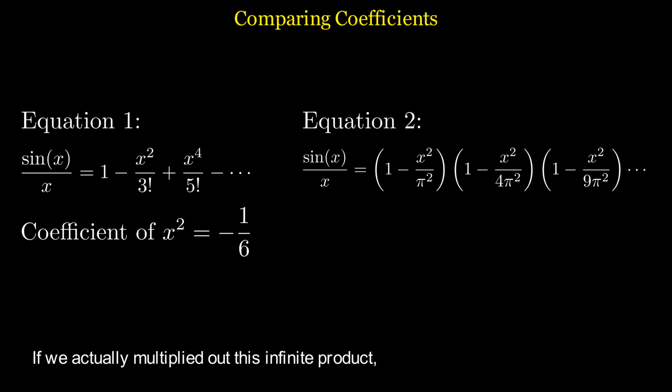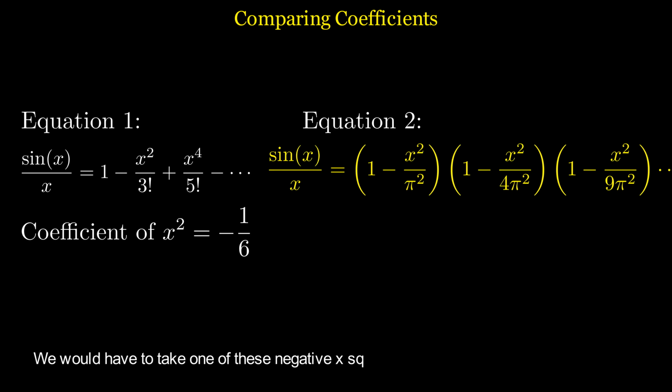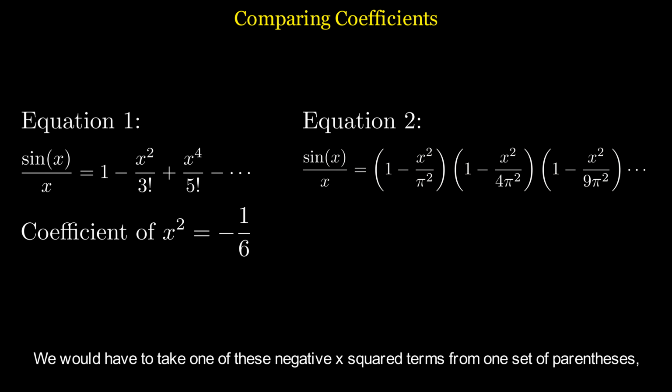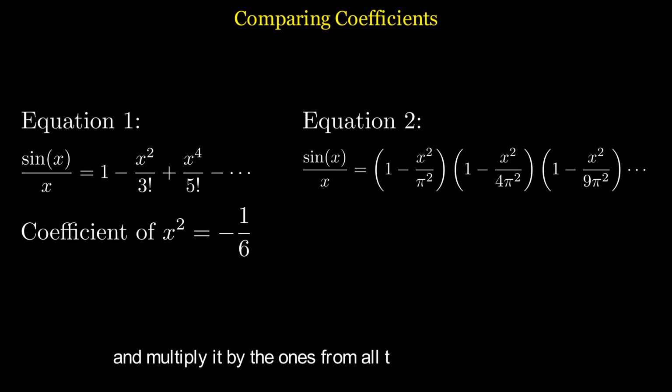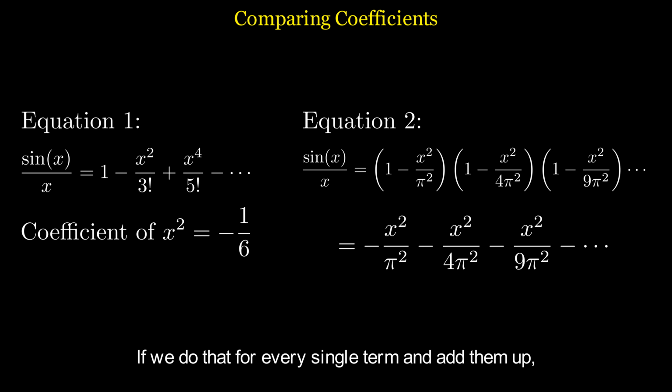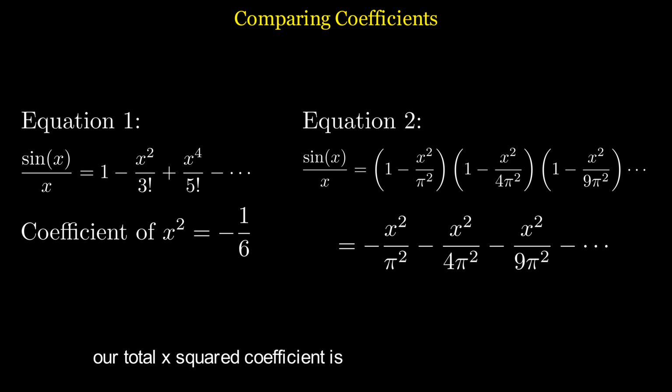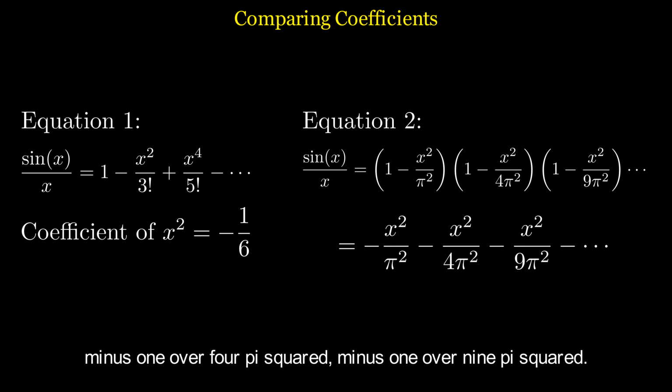If we actually multiplied this infinite product, how would we make an x squared? We would have to take one of these negative x squared terms from one set of parentheses and multiply it by the ones from all the other parentheses. If we do that for every single term and add them up, our total x squared coefficient is negative 1 over pi squared, minus 1 over 4 pi squared, minus 1 over 9 pi squared.